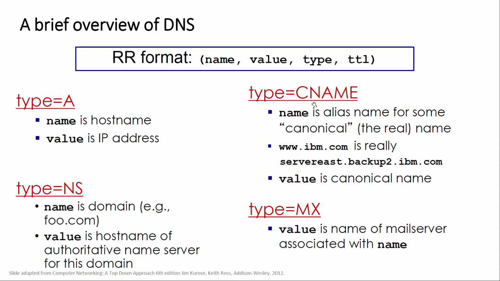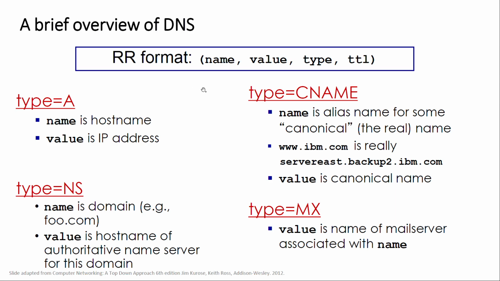Type C name is for canonical name, the real name. So in this type, name is the alias name for this canonical name. For this case, for instance, name is ibm.com, but it's actually serveris.backup2.ibm.com. So value is the canonical name in this case. And finally, for type MX, the value is the name of the mail server associated with name.